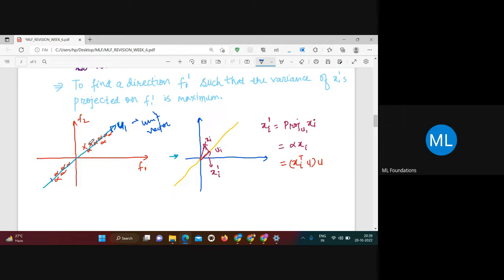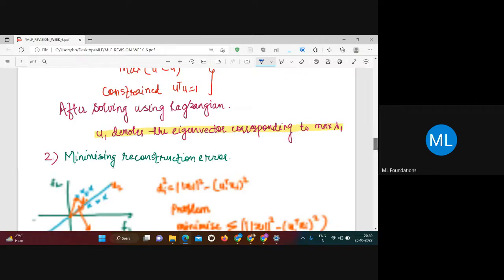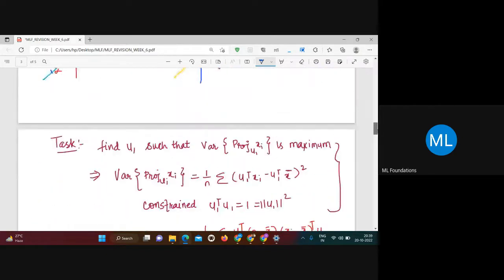So how will we calculate the variance? To calculate the variance, I need to project the whole data set on this direction, right? So I'll be projecting, for example, I have this data set. I'll just start.